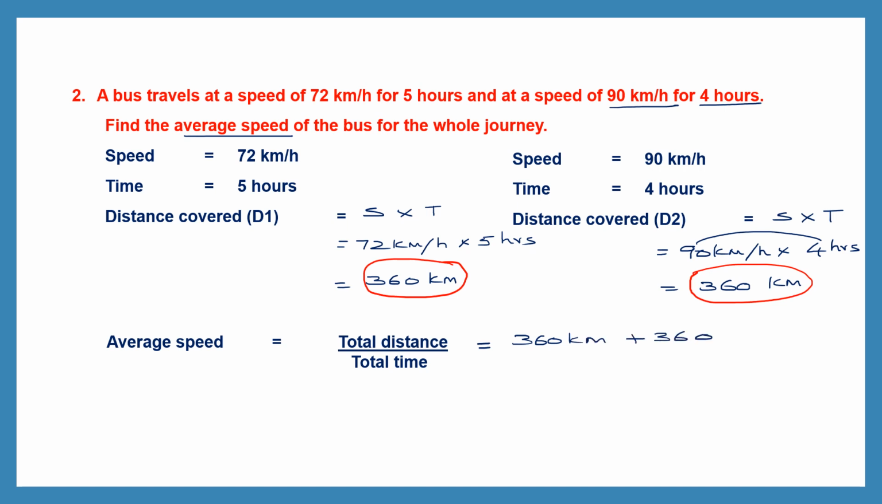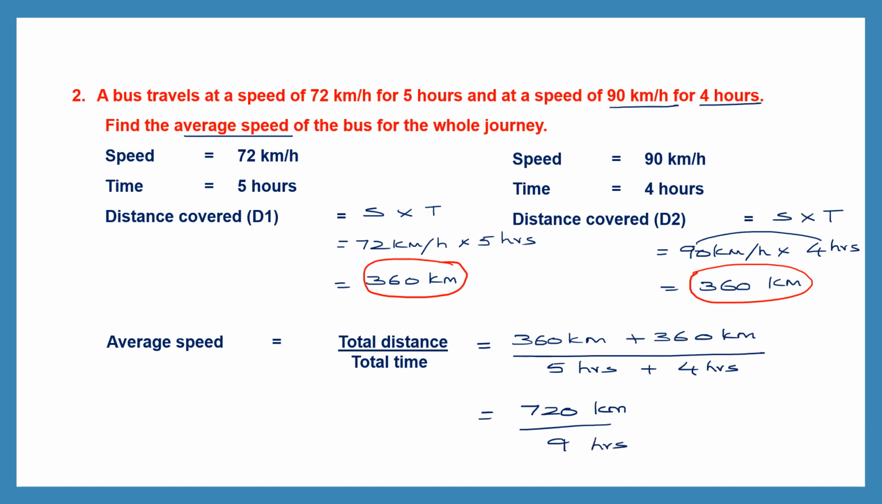So to find the total distance, we have to add up the distances. Now we have to add up the total time. Total time is 5 hours here and 4 hours here. So we have to add that also. 5 hours plus 4 hours. Distance will be in kilometers, time will be in hours. So now let's add this up. 360 plus 360 is 720 kilometers. 5 plus 4 is 9, so that is 9 hours.